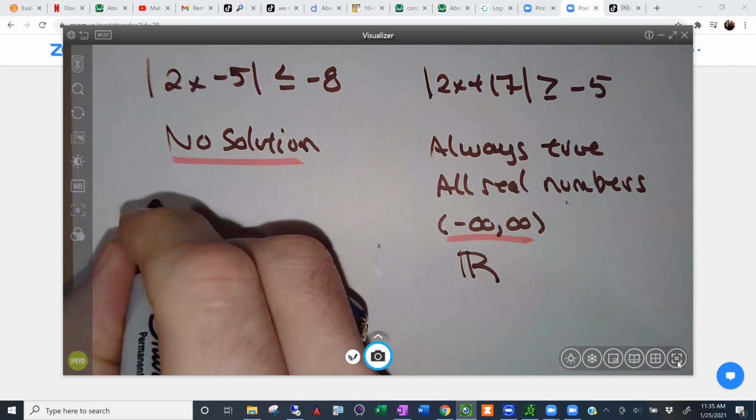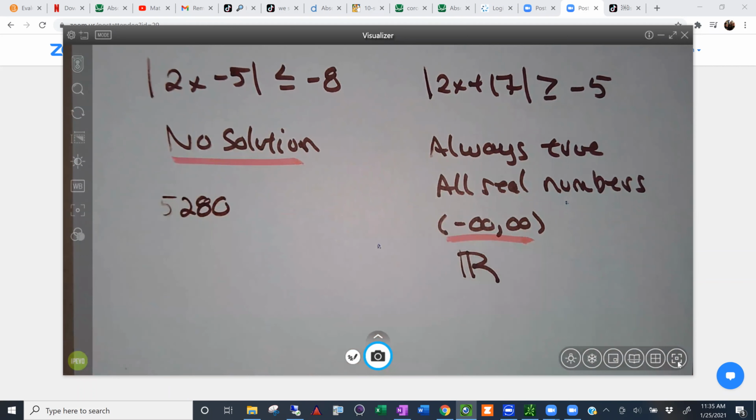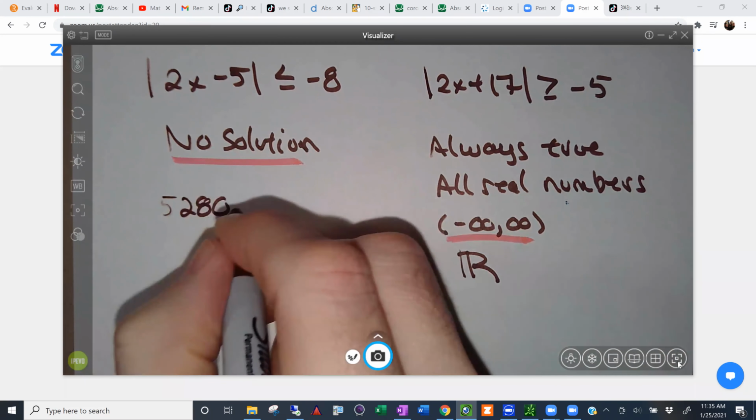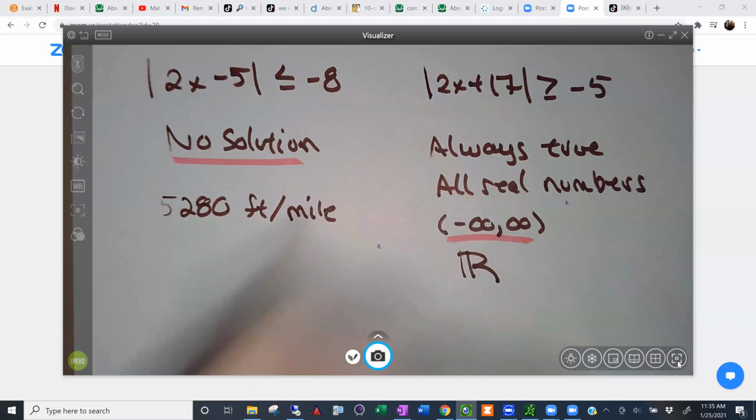Just out of curiosity, what was your favorite number? 5,280. Does anyone recognize the significance of that? It helps if you're a runner. That's the digits of my phone number. A mile? Number of feet in a mile? Yes. Well done.